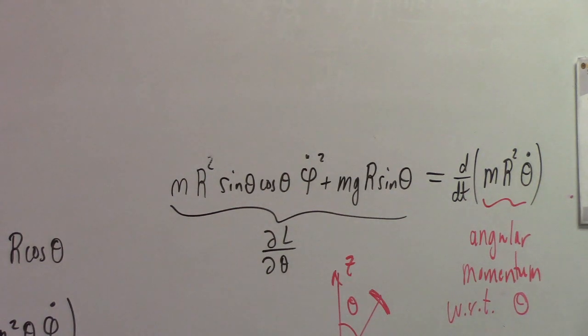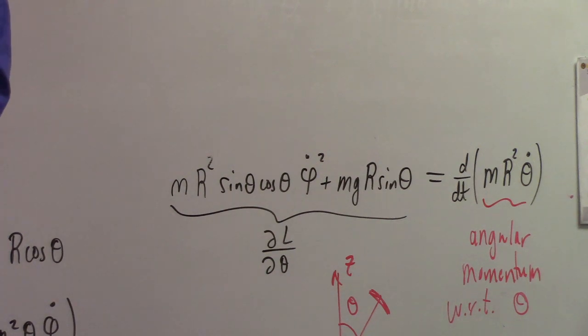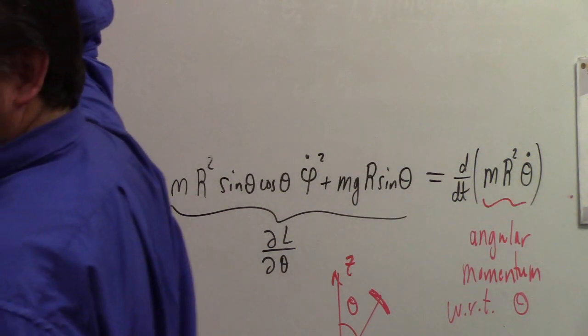So look, it's very simple. You do this. L equals m over 2. Check this out. r dot squared plus r squared theta dot squared plus r squared sine squared theta phi dot squared. That's my kinetic energy in spherical coordinates. And then I've got my mgr cosine theta. There's my potential energy.